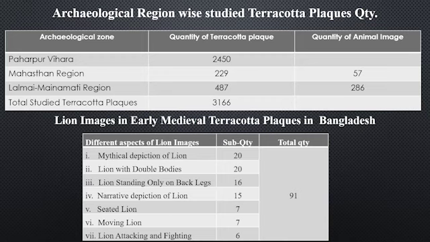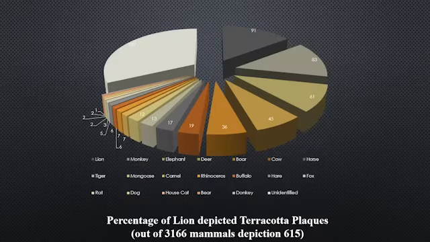Lion standing only on back legs, 16 plaques. Narrative depiction of lion, 15 plaques. Seated lion, moving lion, 7 plaques. Lion attacking and fighting, 6 plaques. In total, 91 plaques. With my PhD study, here is the pie chart of the animal-depicted terracotta plaques.